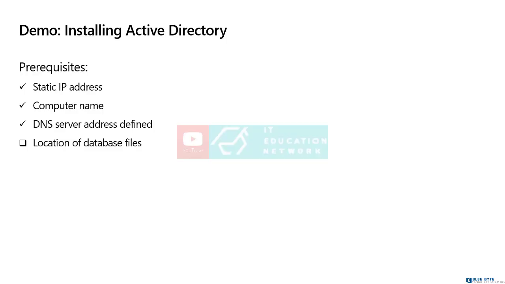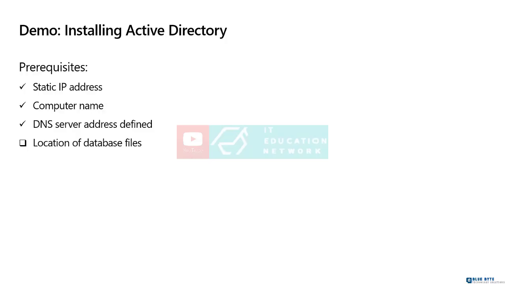Make sure the DNS server addresses are defined as well. What happens when you install Active Directory is it will also give you the option to install and configure this DNS service. And as we briefly mentioned earlier, DNS is a service that takes a name and resolves a name to an IP address. Now it does a few other things, but that's the most common function.